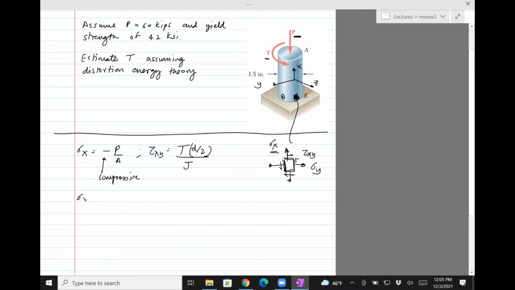Okay, so let's simplify this. Sigma x is P divided by pi d squared divided by 4, that's the cross-sectional area. And then tau xy equals T d divided by 2 over the polar moment of inertia, which is pi d raised to 4 divided by 32. So this is 16 T over pi d cubed.